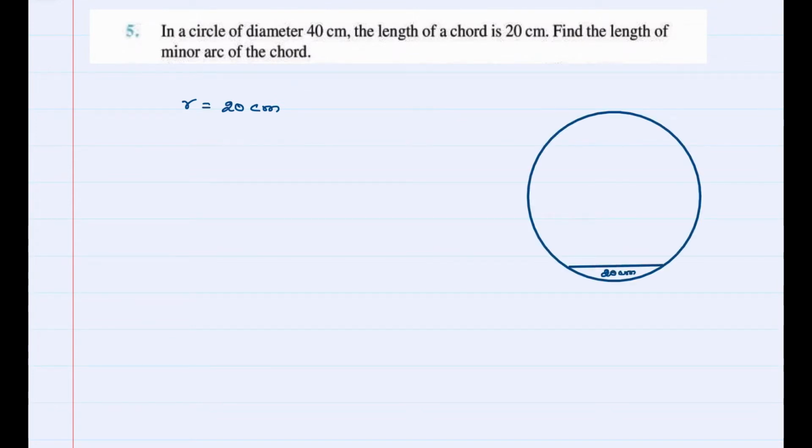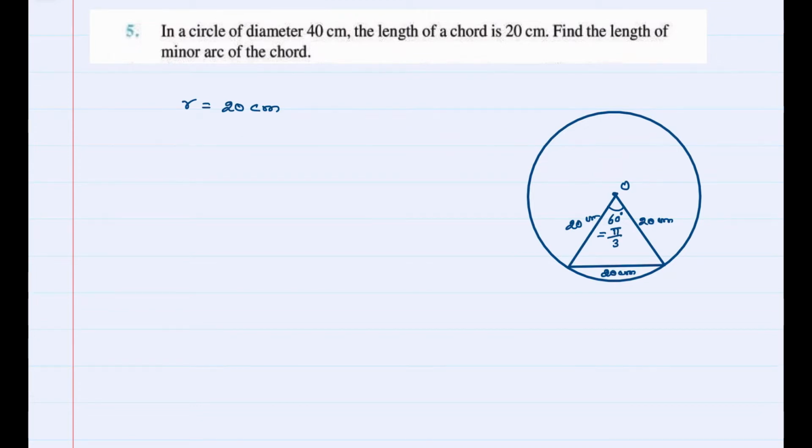Fifth question. In a circle of diameter 40 centimeters, the length of a chord is 20 centimeters. Find the length of the minor arc of the chord. Diameter is 40, therefore radius is 20 centimeters. And length of the chord is 20 centimeters. This is 20 centimeters. Radius is also 20. All three sides are 20 centimeters. It becomes an equilateral triangle. So, the angle at the center will be 60 degrees, or you may use radian measure, which is pi by 3 radians. We know that 60 degrees is pi by 3 radians.